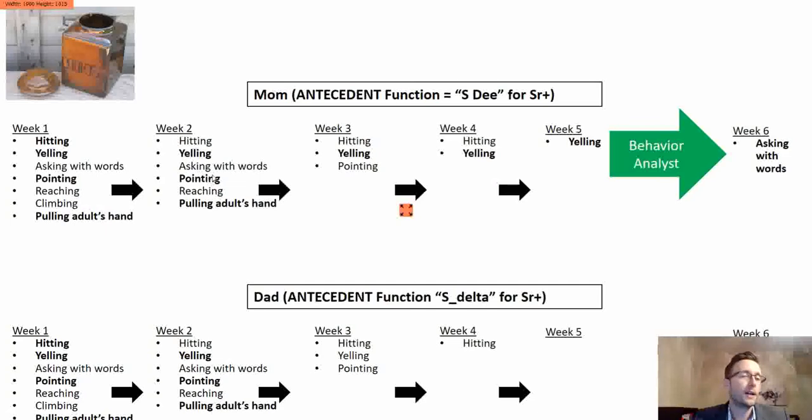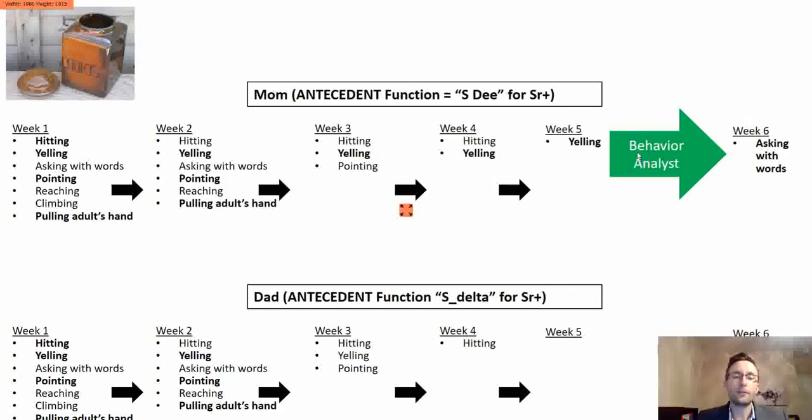Now in week 2, you can see there's a little bit less variation here. Climbing is gone. And these other ones in bold, now they produce cookies. In week 3, reaching is gone now, pulling the adult's hand is gone, and asking with words is gone. So now the child hits, yells, and points, and varies between them, but yelling most reliably produces cookies. And that continues to be the case in week 4 and week 5, and what you can see is that cookies, as a reinforcer through operant selection, have selected yelling to be the most probable topography.